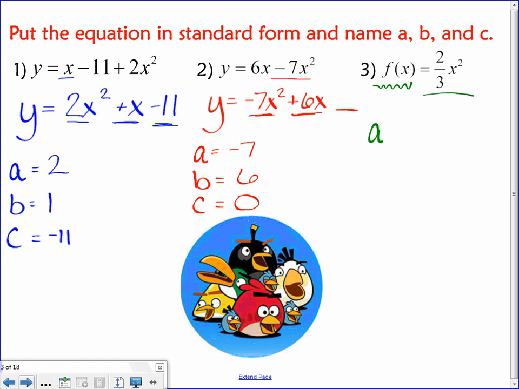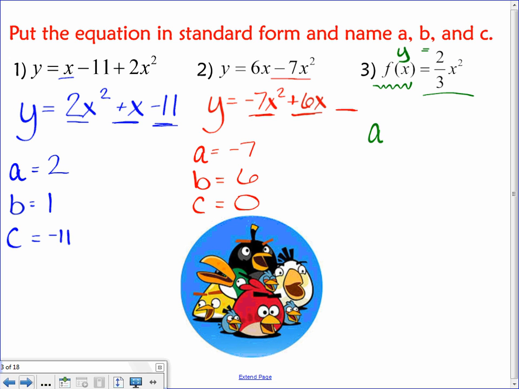The f of x, the f is not a variable. It's not another x that you have to move. It's just a name. That's Frank's equation. If you're uncomfortable, you could replace it with a y equals. It means the same thing. Okay, there's no difference between the two of those.